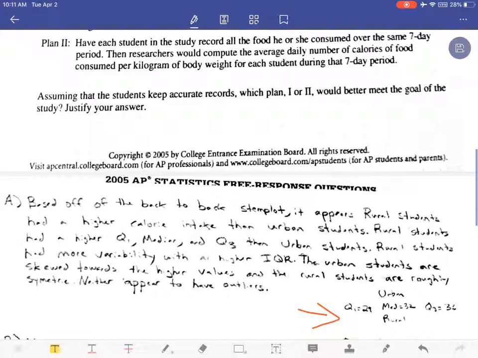Then we're going to use the rest of the paragraph to back up our claim, talking about all the different components of SOCS. Next sentence: rural students had a higher Q1, median, and Q3 than urban students. So I'm using data to back up my claim, using the center and also Q1 and Q3, which form a spread.